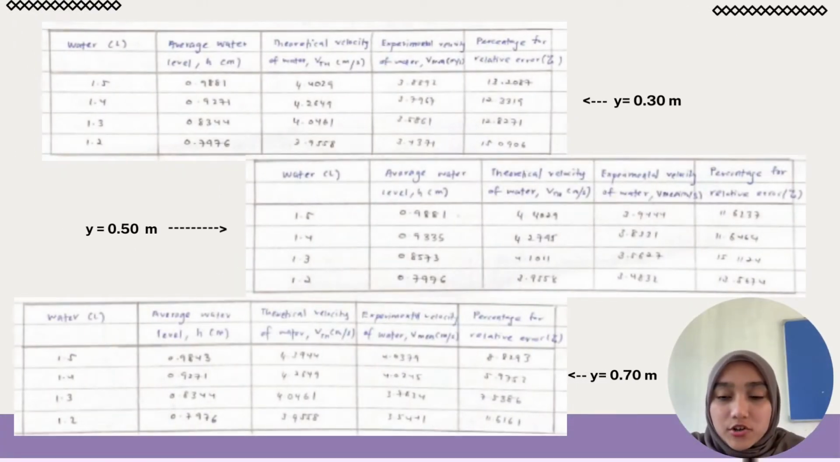When we compare the theoretical velocity and the experimental velocity at height from the floor to the orifice for these three heights, we can say that the percentage error that has been calculated for y equal to 0.3 meter and 0.5 meter, most of it is more than 10%. It is due to maybe some error when doing the experiment. While for y equal to 0.7 meter, the percentage error is less than 10%, which can be acceptable for the experiment.